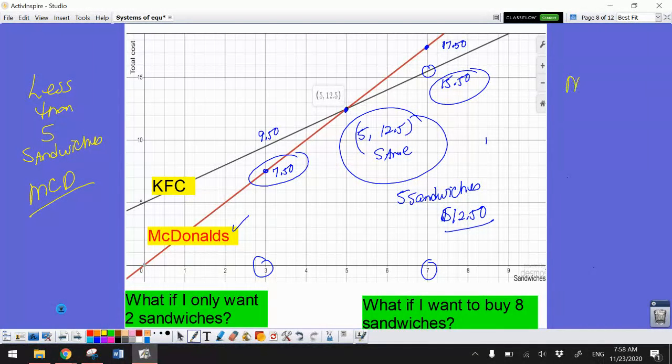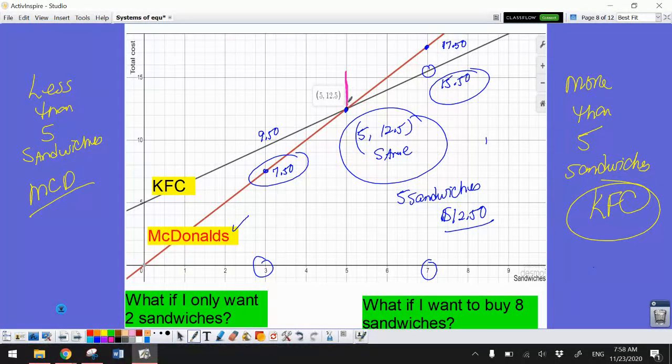But if I need more than 5 sandwiches, who should I buy from? Yeah, KFC is going to be the better deal at that point. But if I need 5 sandwiches, who should I buy from? Yeah, it doesn't matter. If I want 5, it does not matter because it's exactly the same at 5. Okay, let's look at another one.